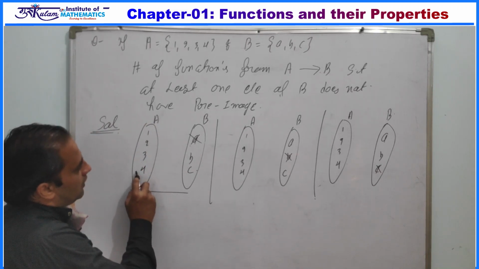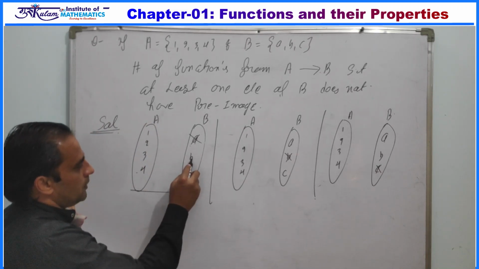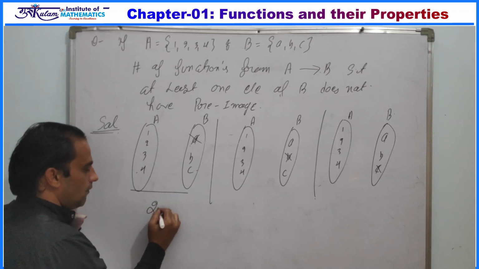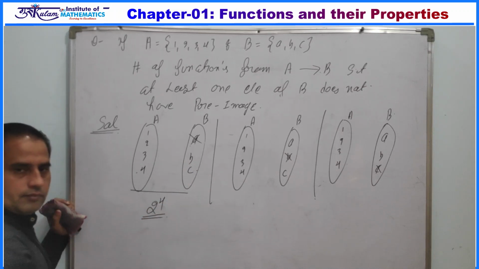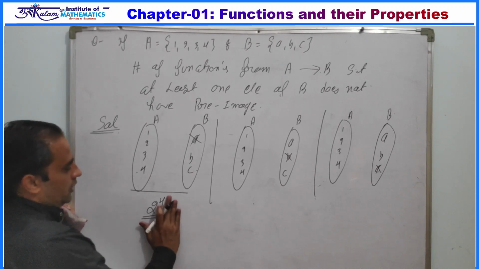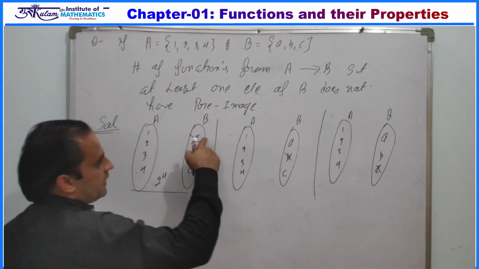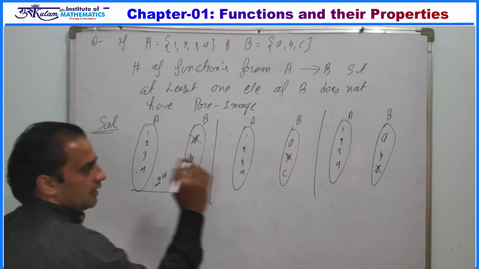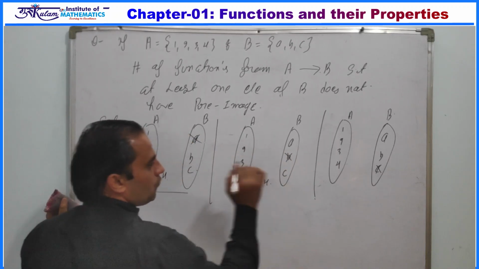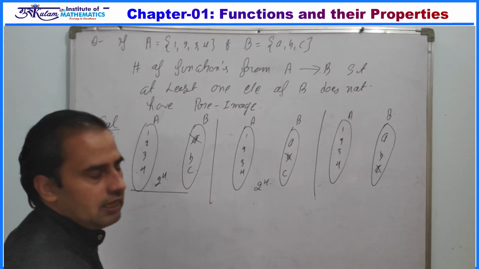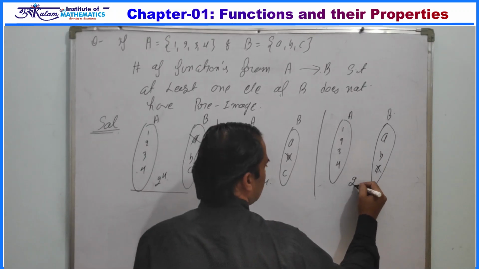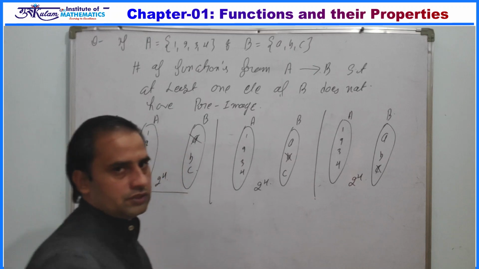Now if we define functions from A to {b, c}, there are 2 to the power 4 functions. So in this case there are 2 to the power 4 functions in which a does not have any pre-image. In this case again 2 to the power 4 functions in which b does not have any pre-image, and in this case again there are 2 to the power 4 functions.